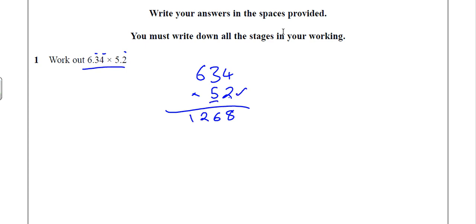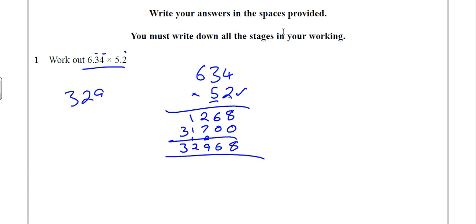Now move on to the 5. That 5 is really a 50, so we have a 0 to start off with. 5 4s are 20, so that's 0 carry the 2. 5 3s are 15, plus our 2 is 17. 5 6s are 30, plus our 1 is 31. We can add those together, so it's going to be 8, 6, 9, 2, 3. So we end up with 3, 2, 9, 6, 8.